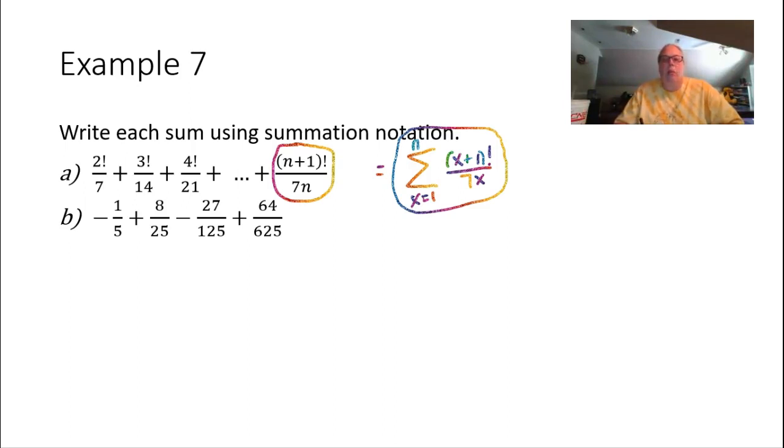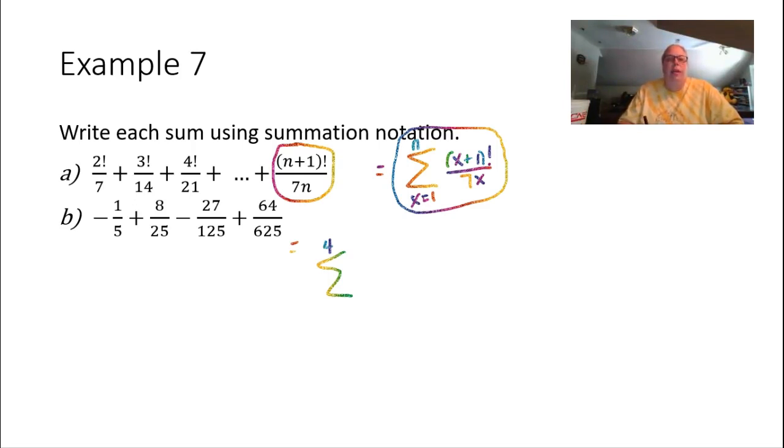Part B, we're going to have to actually figure out what that formula is because they didn't give it to us because we only have 4 terms. Now what that tells me is when I do my summation notation, I'm going to be stopping here at 4. And we'll be starting probably at 1, but not necessarily.